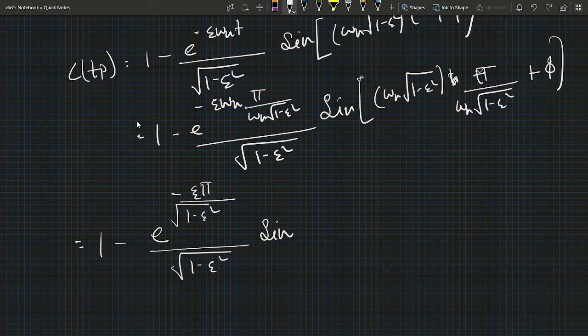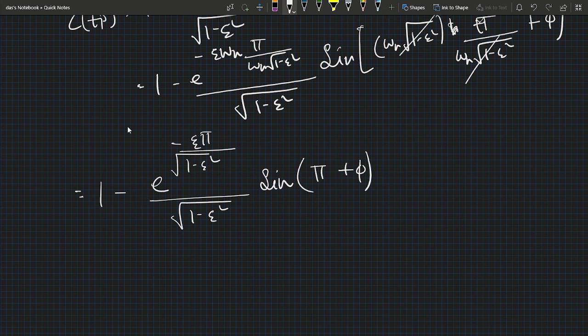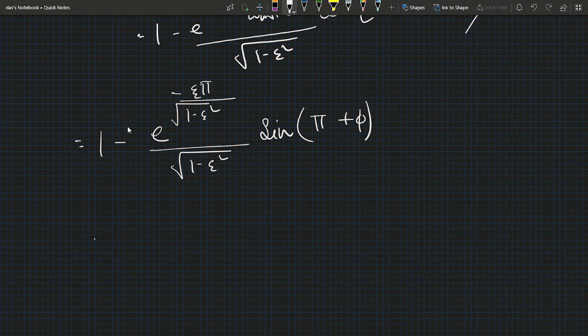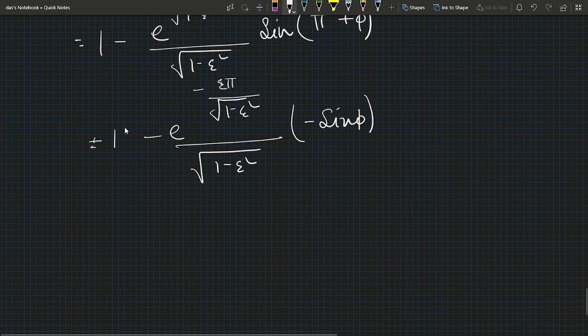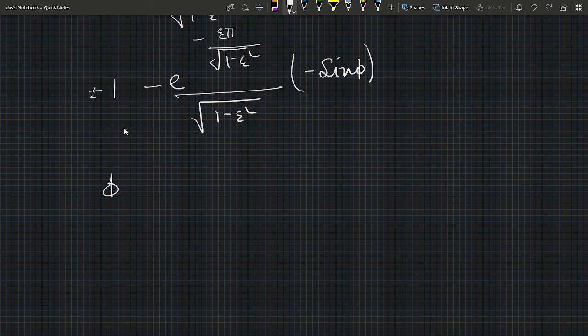This is basically nothing but sine of pi plus phi, because this part is cancelled out. Now what is the value of sine of pi plus phi? That is minus sine phi, which is very important. So C(Tp) is 1 minus e to the power minus zeta pi divided by root 1 minus zeta square, divided by root 1 minus zeta square, times minus sine phi. Now we already know that phi equals tan inverse of root 1 minus zeta square by zeta.